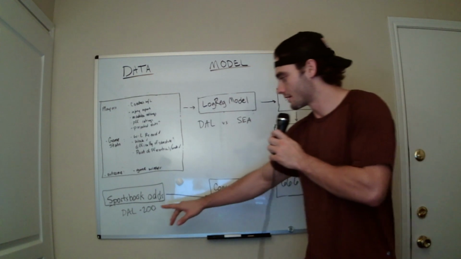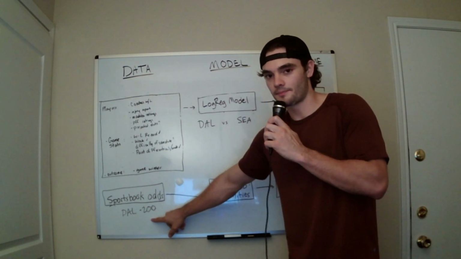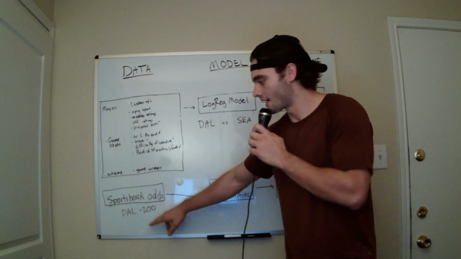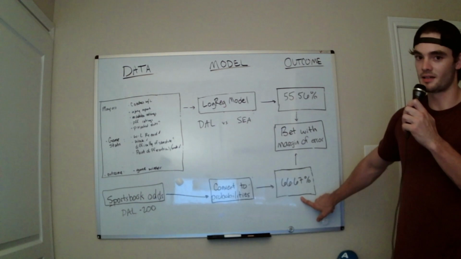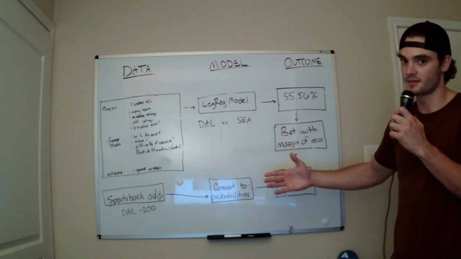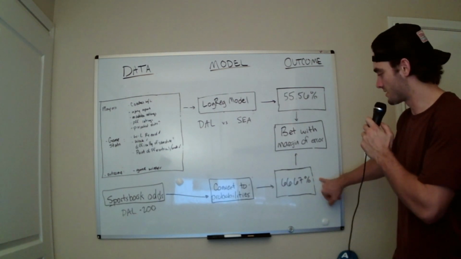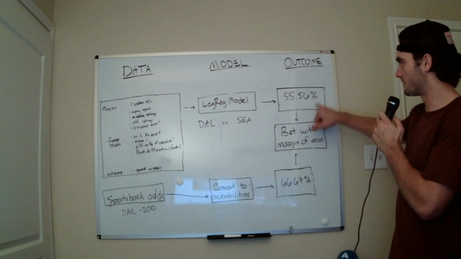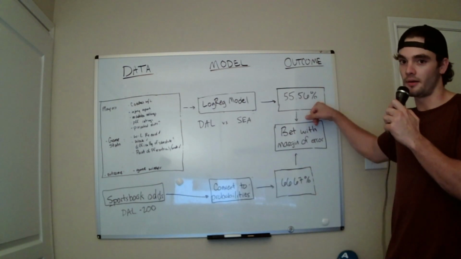So, for example, in this made-up example, Dallas is minus 200 to win the game, and we are using money line. So Dallas is minus 200 to win the game, and that equates to a 66.67% chance that Dallas is going to win the football game in Vegas's eyes. Now, obviously, there is quite a difference between a 66% chance that Dallas is going to win and a 55% chance Dallas is going to win. So what do we bet on now?